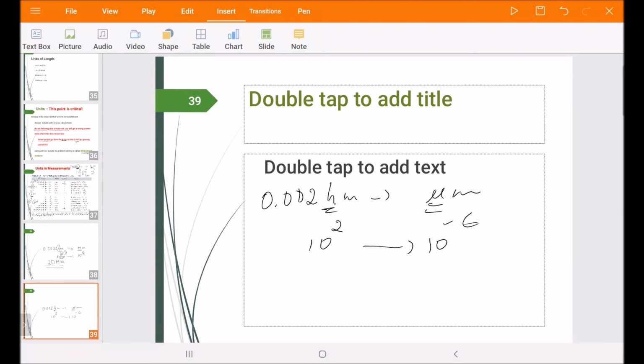So dimensional analysis means finding a conversion factor from one unit or prefix into another one. So now, to find this relationship, from 10 to the power of 2 to 10 to the power of minus 6, I have to multiply this by 10 to the power of what? Minus 8. Because if you add these two, you will get what? 10 to the power of minus 6.